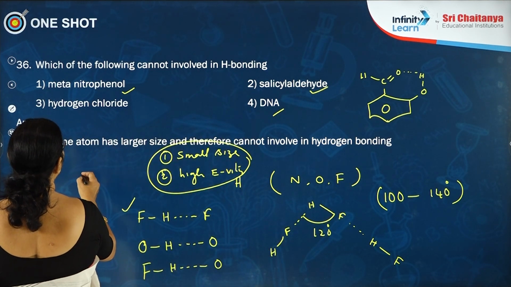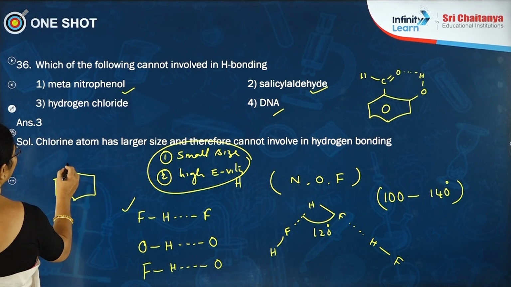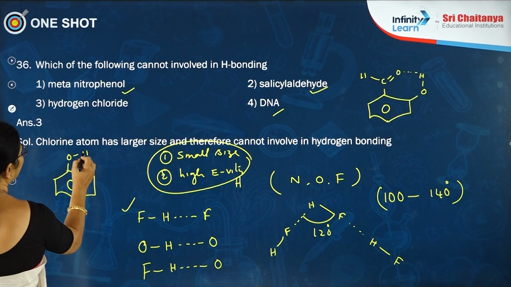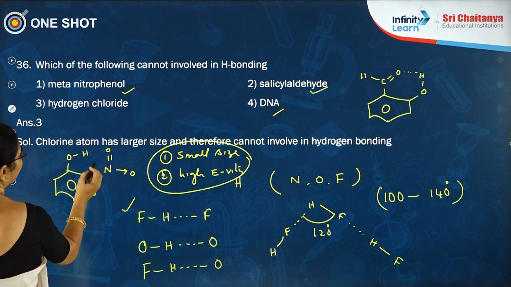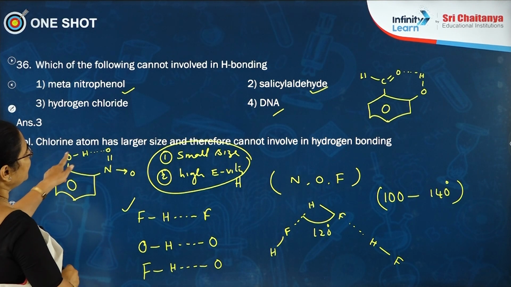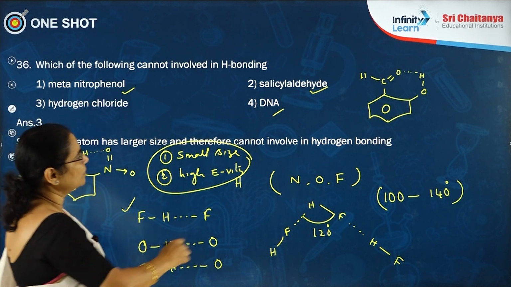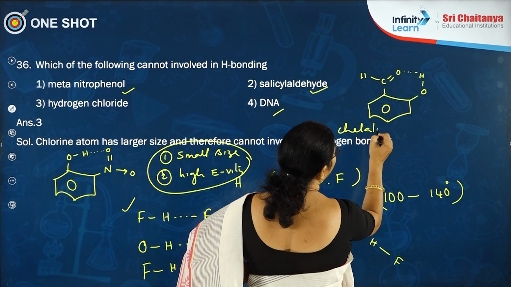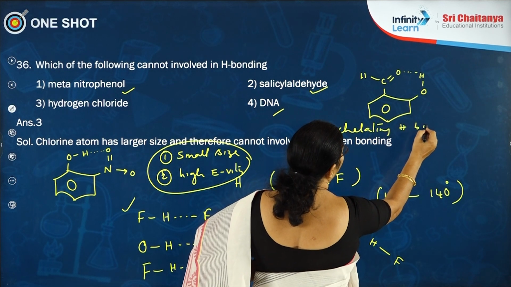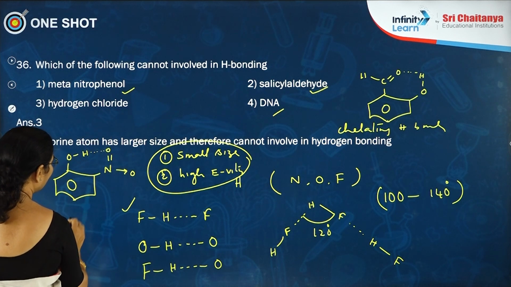Next, orthonitrophenol or metanitrophenol. You see this phenol OH, nitro group N double bond O. Suppose if you take this, here we can see the hydrogen bond. This is called intramolecular, within the different groups of the same molecule. Such intramolecular bonds are called chelating hydrogen bonds. Next one, only in ortho can we see the intramolecular.